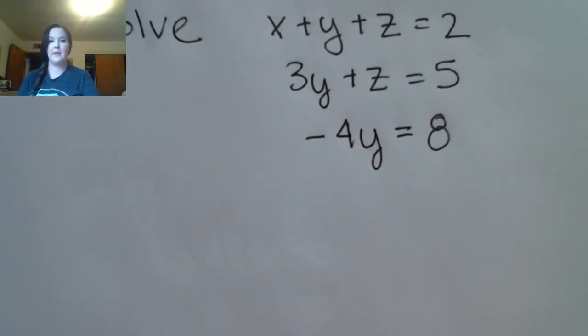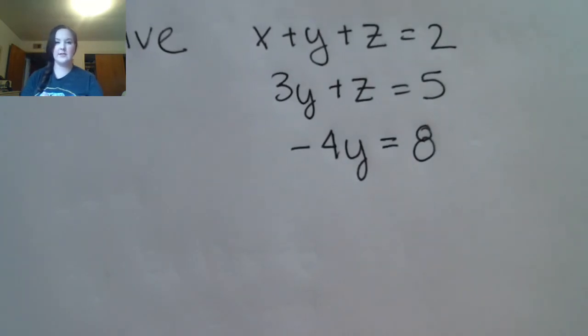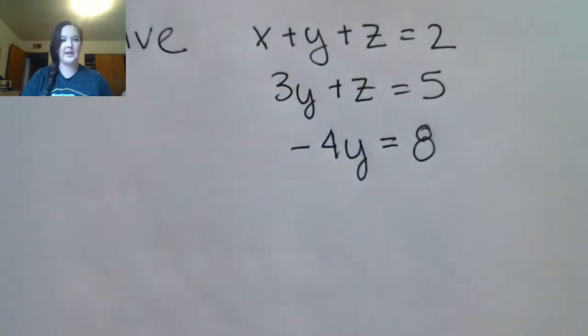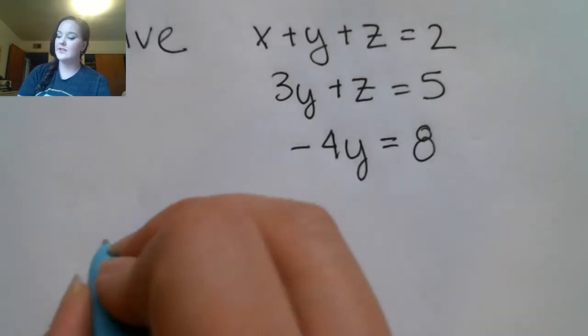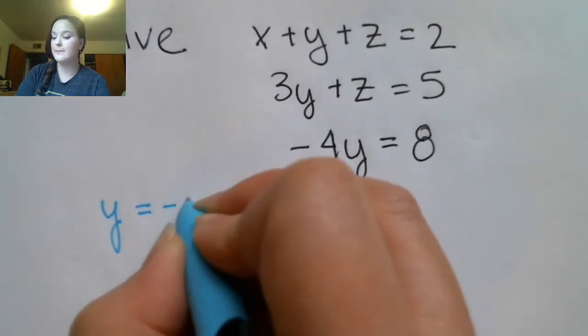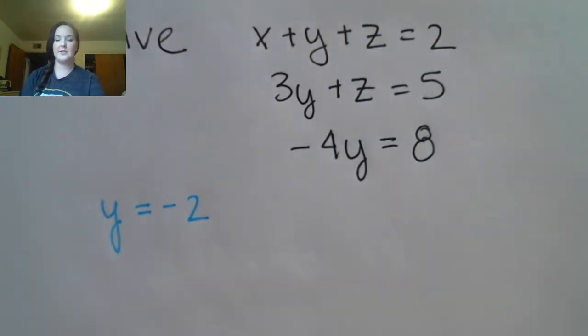So we're going to solve this system, and you can see that this has the same setup as the previous example, where we had one equation that only has one variable, one that has two, and one that has three. So the first thing I'm going to do is solve this last equation for the variable y. I'm dividing both sides by -4.